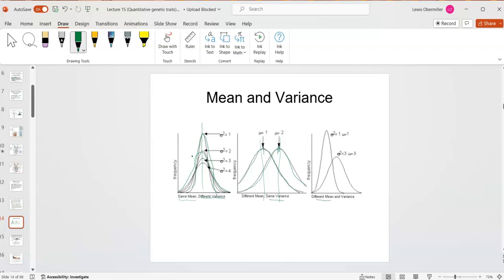And then this is different means and different variances. So this would be this mean. This is a very steep variance. There's not a lot of variability in this population. This is a different mean. This is a very shallow hill, so there's lots of variation in this population. And you could get even more, like so.